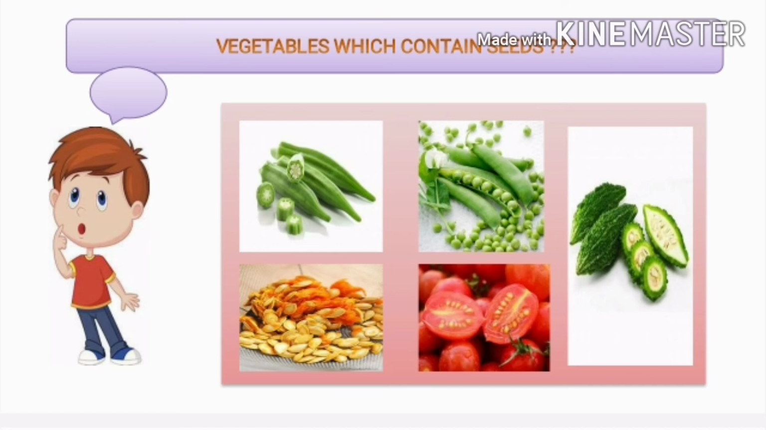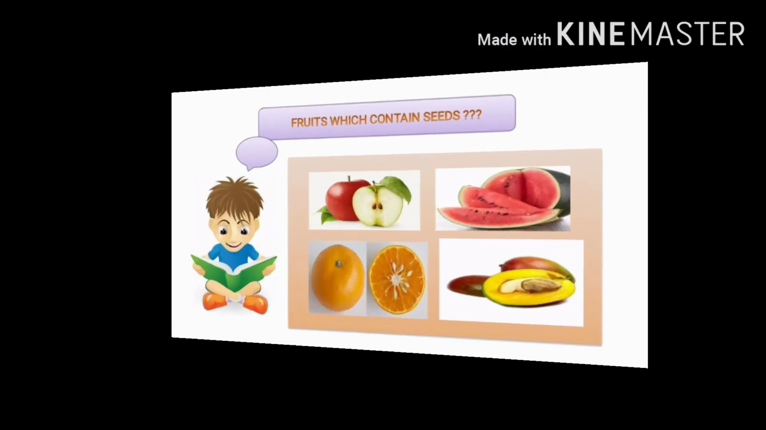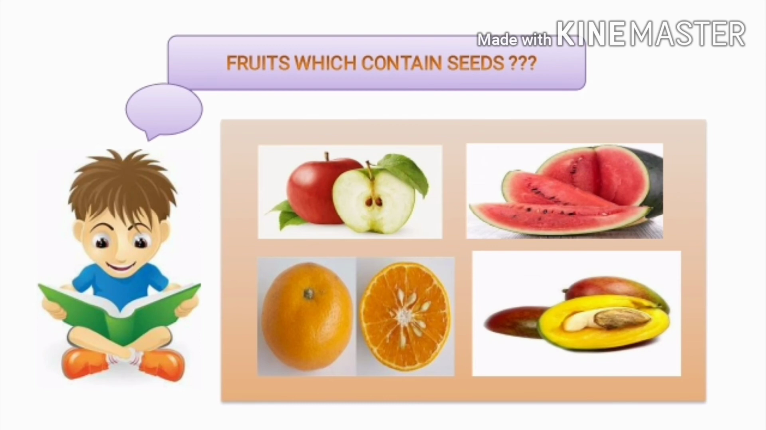Now let's move on to the next slide. Now the last slide is about the fruits which contain seeds. So the first one is apple. We can see the seed of the apple in the center. The second one is watermelon seeds. The third one is orange seeds. And the fourth one is mango seeds. Now there are many more other fruits which contain seeds.